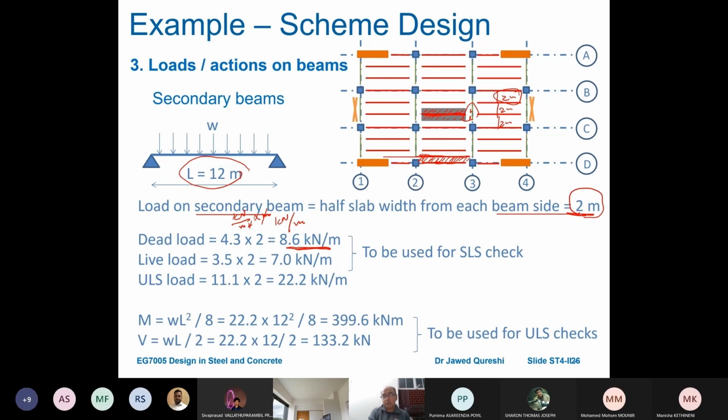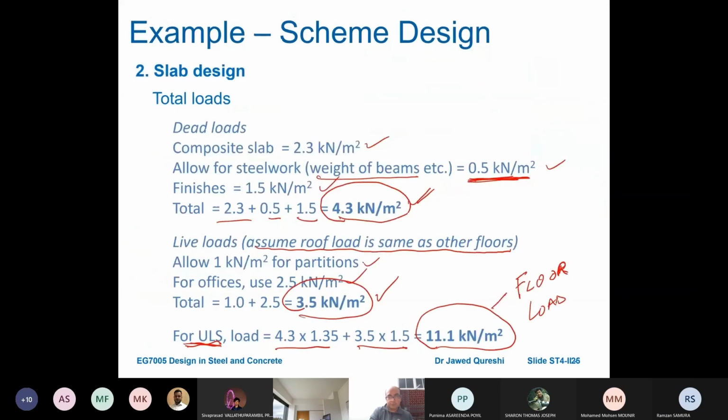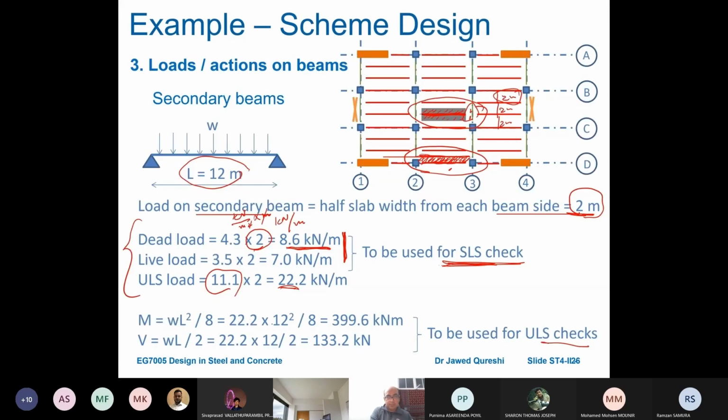What will you multiply load with for this beam D23? Now the concept is really simple because this beam is taking load from both sides of the slab and this beam is taking only one side of the slab. For ULS, ultimate limit state, again I'm using factored load times 2. The factored load was here. W is the load and then L is the length. We get this 399.6 kilonewton meter. Shear force is going to be half on both sides.